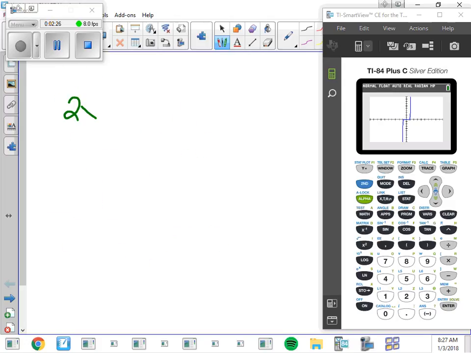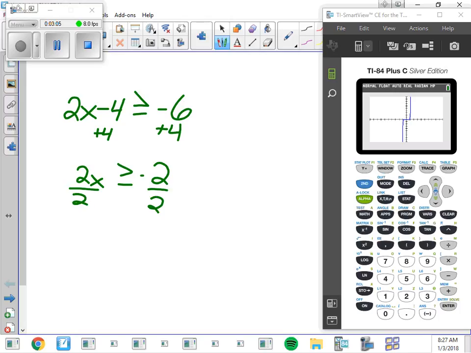What if I had 2x minus 4 is greater than or equal to negative 6? What should I do? I'm going to solve this just like it was an equation and then simplify it down to its solution. Add 4. 2x is greater than or equal to negative 2. Now what? Divide by 2, and I get x is greater than or equal to negative 1.